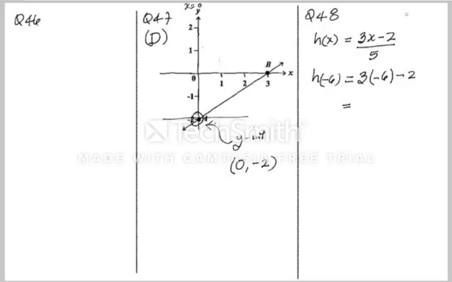and sorry, divide by 5. So this is -18 minus 2, divided by 5. This is -20 divided by 5. The signs are the same, you add and keep the sign. A negative divided by a positive is a negative. The answer is -4. Question number 48, the answer is A.